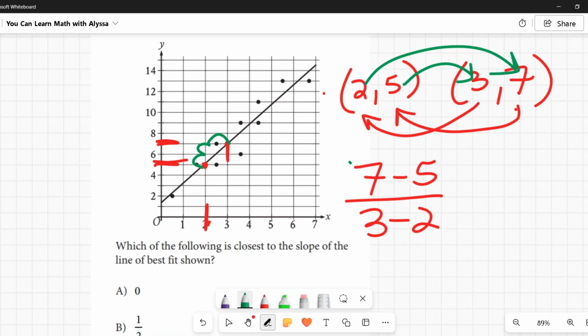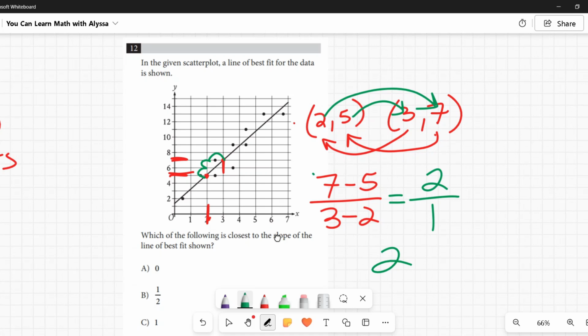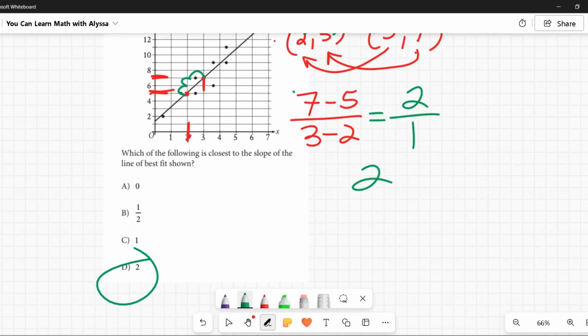In this case, I'm getting a positive over a positive. If I did it the other way, I would get a negative over a negative, which would still give me a positive answer. They both give you the same positive answer in the end. So 7 minus 5 on top, that's 2. 3 minus 2 on the bottom, that's 1. Again, 2 over 1, or 2, is my slope, and that is D.